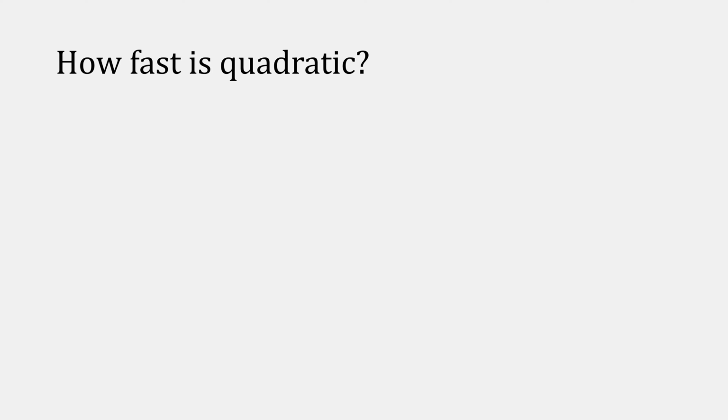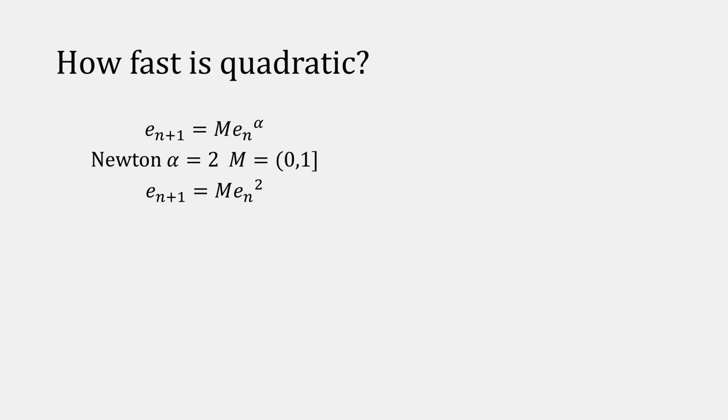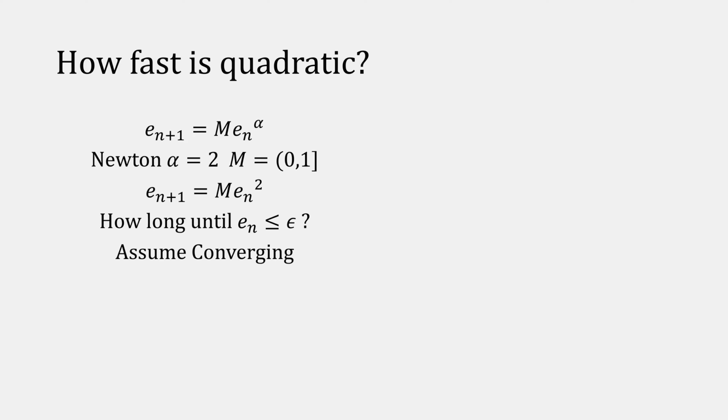Using the same approach, let's figure out how fast quadratic actually is. Using our error formula, we'll use Newton's method as an example with an alpha of 2. We don't know what m is, but that's not going to matter a whole lot, and you'll see why. This gives us our new error formula, and then the question we need to answer is, how long would it take for our error to get smaller than some epsilon? We do need to assume that this is converging, otherwise this could take literally forever, and that our first error is going to be greater than 1. The ending epsilon we'll use is something like 10 to the minus 12.